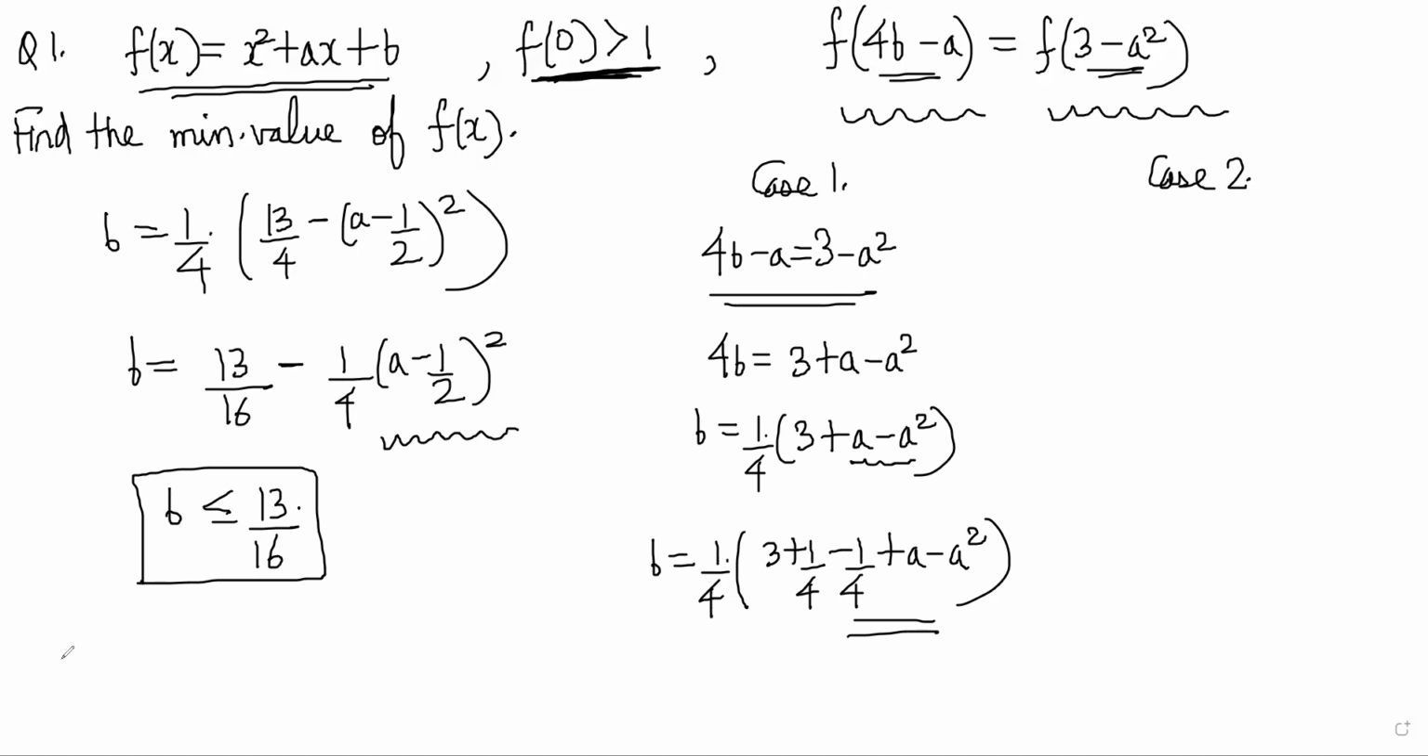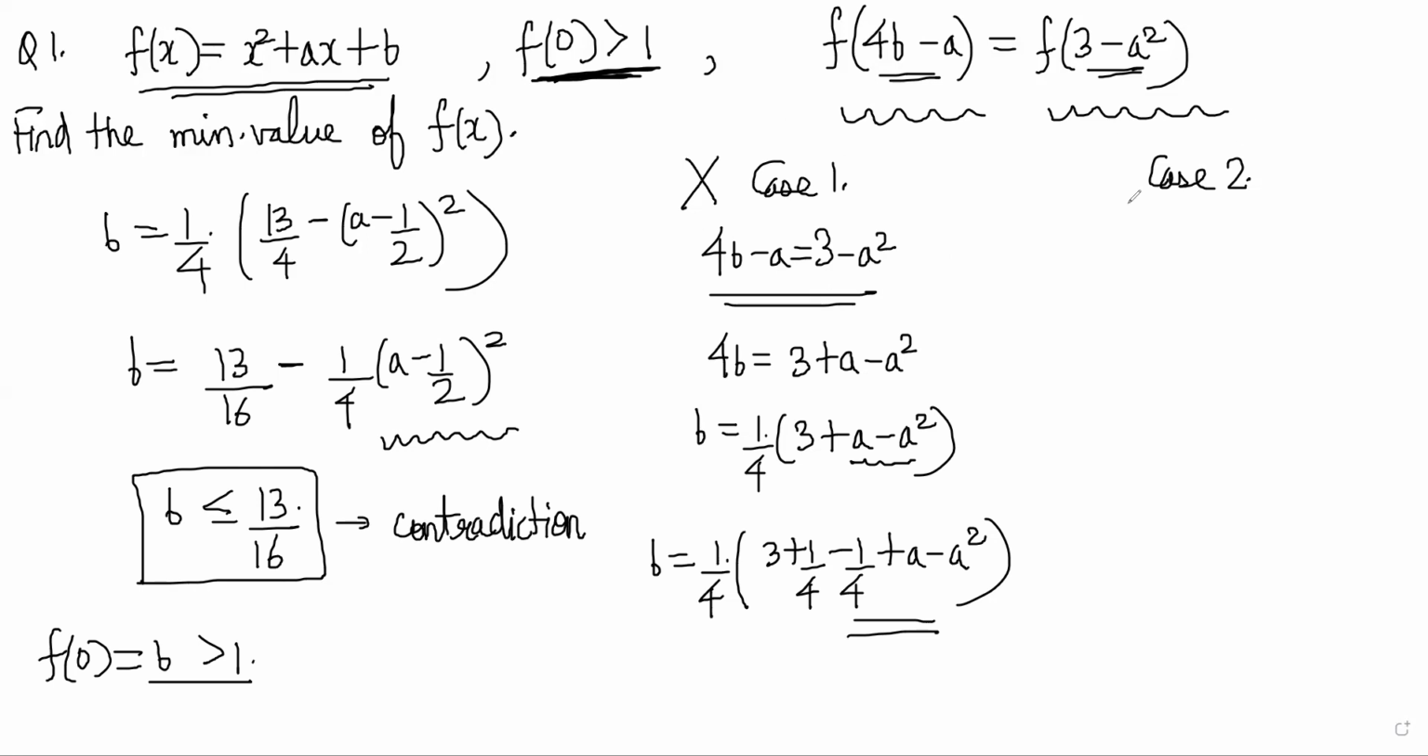What is f of 0? f of 0 in the quadratic is actually b, and that is greater than 1. So it can never be then less than or equal to 13 by 16, right? So this gives us a contradiction. This doesn't satisfy the situation of the problem. So we are going to say that case 1 is eliminated. Case 1 is wrong because case 1 leads to a contradiction, right?